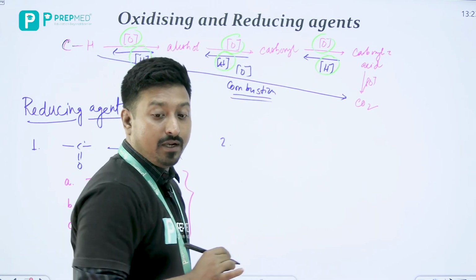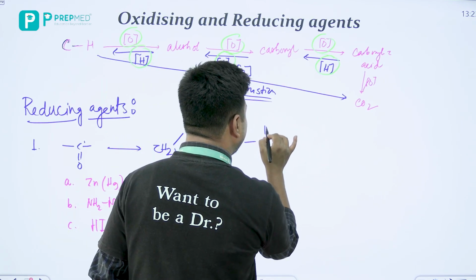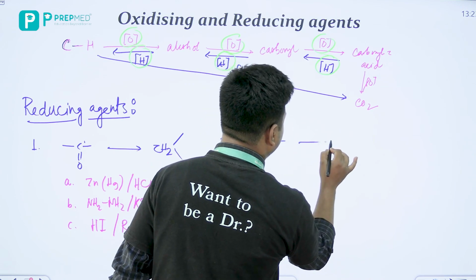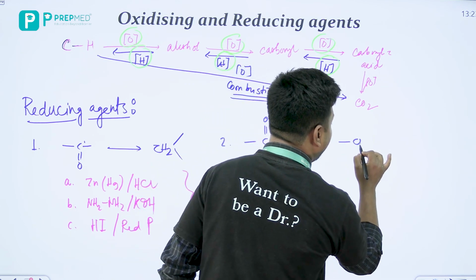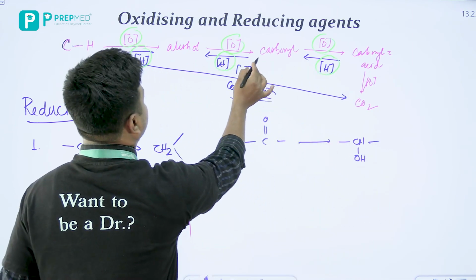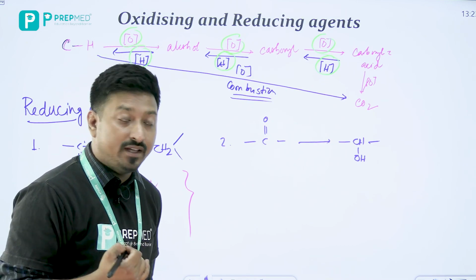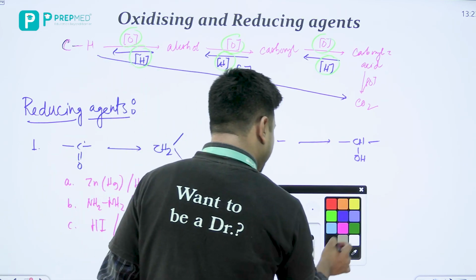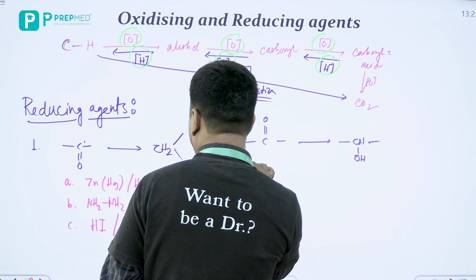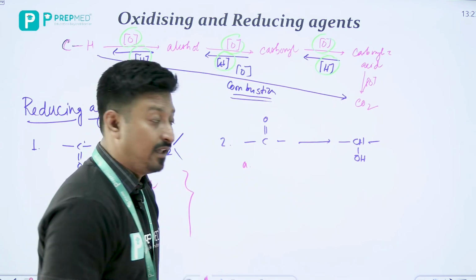Now number two is the reduction of the carbonyl group to CHOH, that is, the alcohol group. But somehow we have to control this reaction. In order to do that, there are a lot of reagents we can use. A few specific reagents I am mentioning here. Number one is simple hydrogen with nickel.